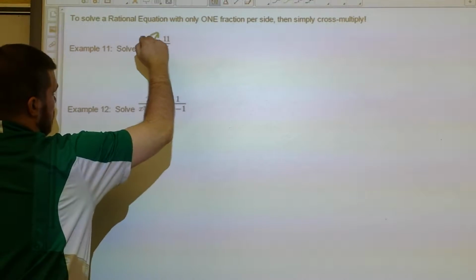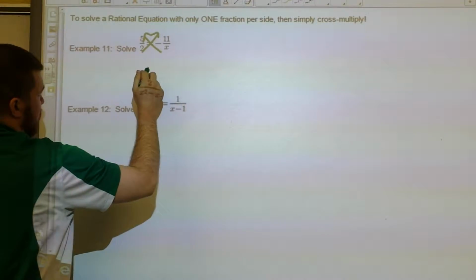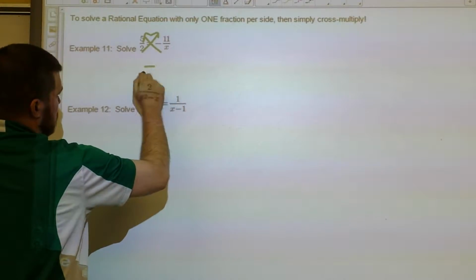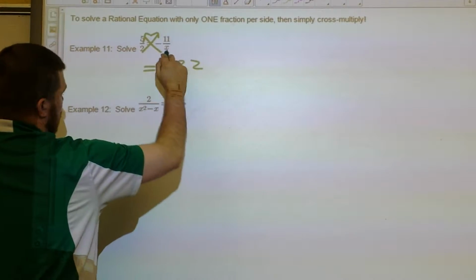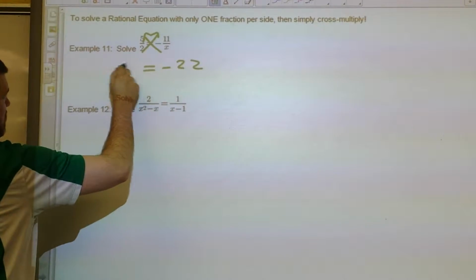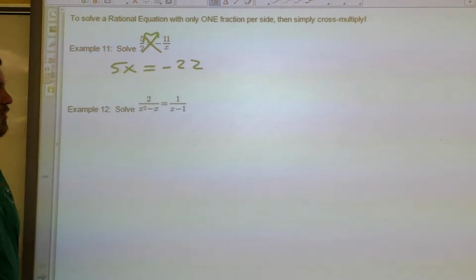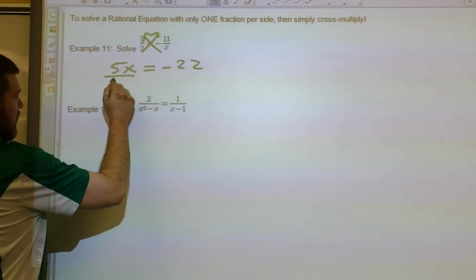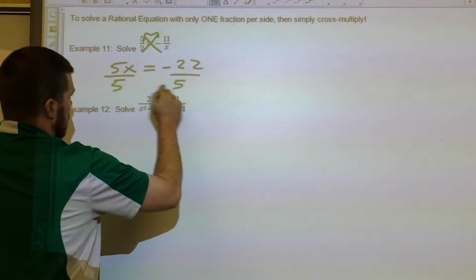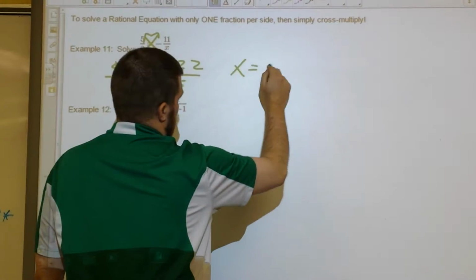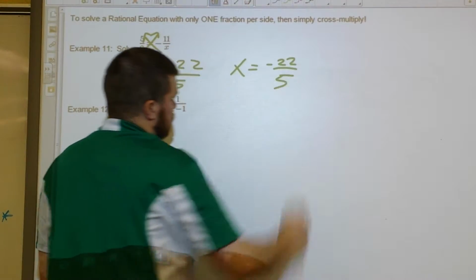So literally, I'm going to do this. 2 times negative 11, I'm going to just follow the arrows, is negative 22. Follow the arrows, 5 times x is 5x. Now I want to solve this, so divide by 5. So x equals negative 22 over 5.